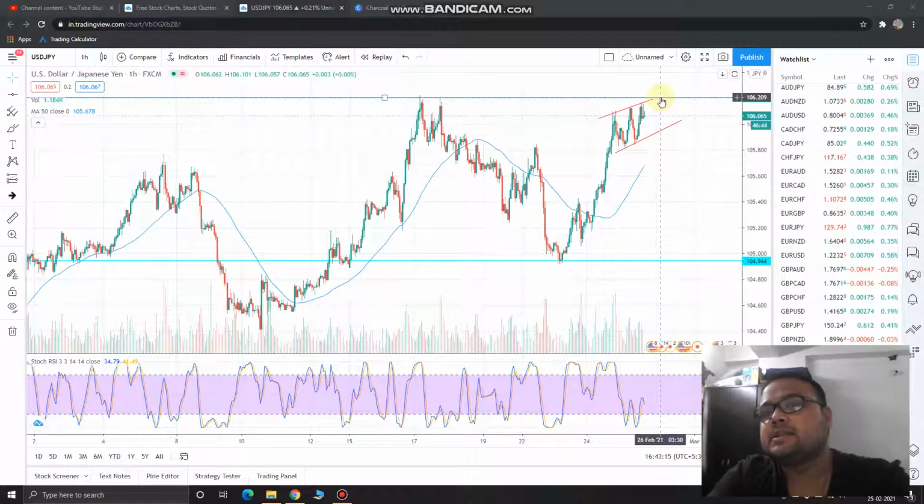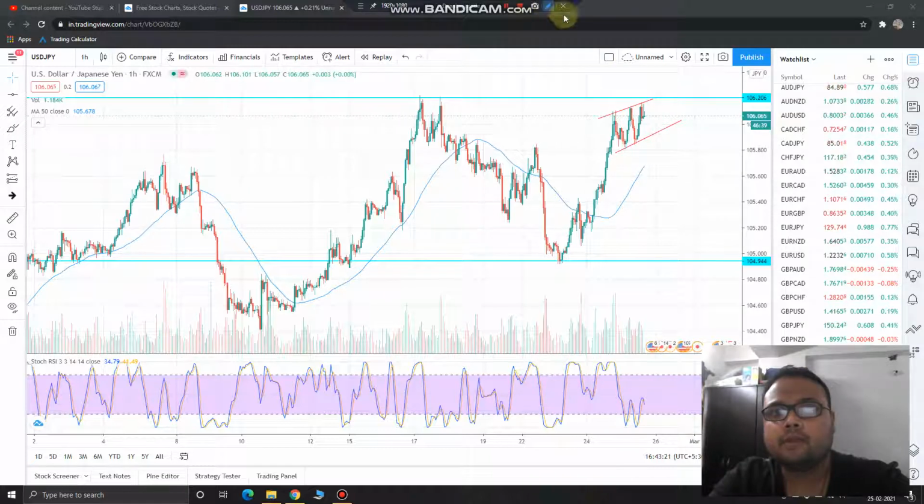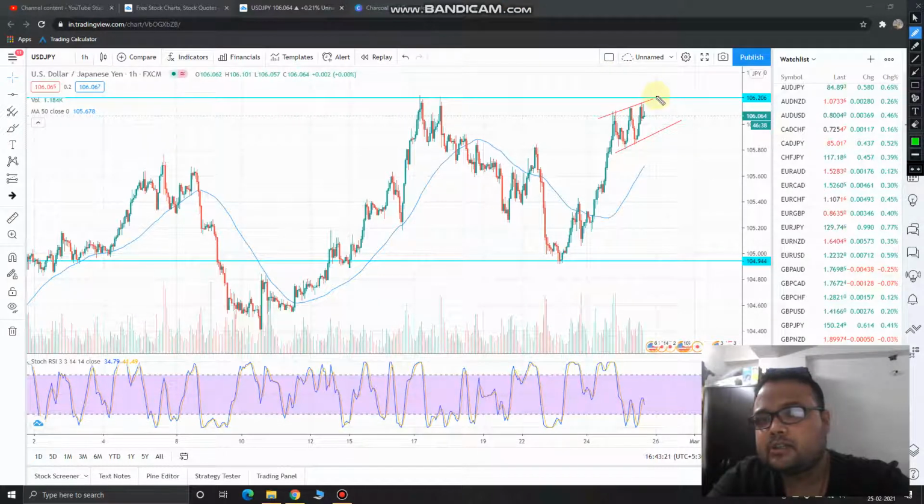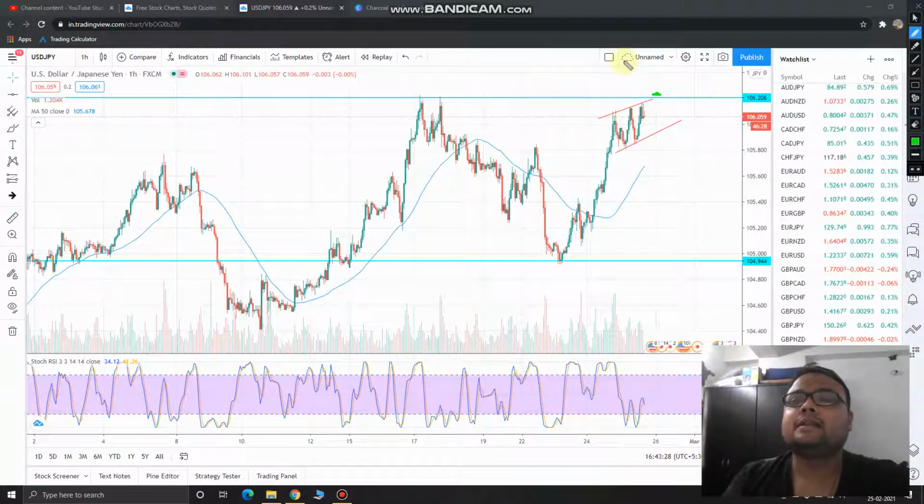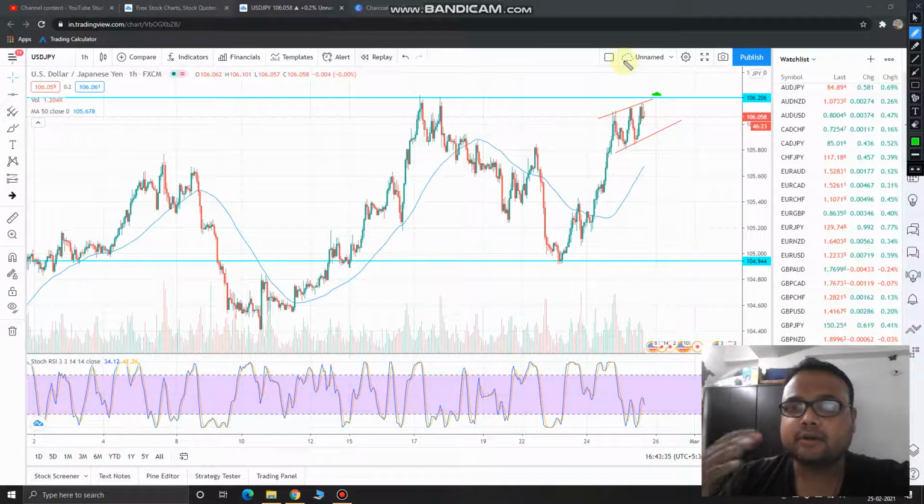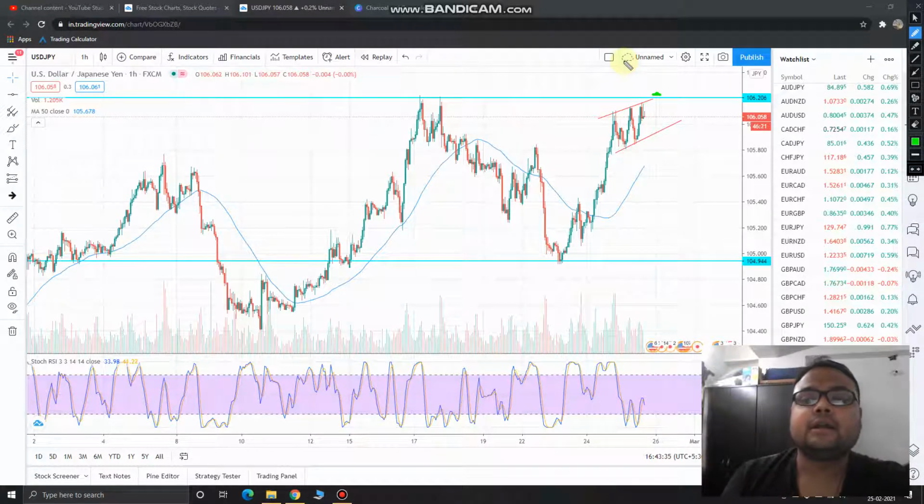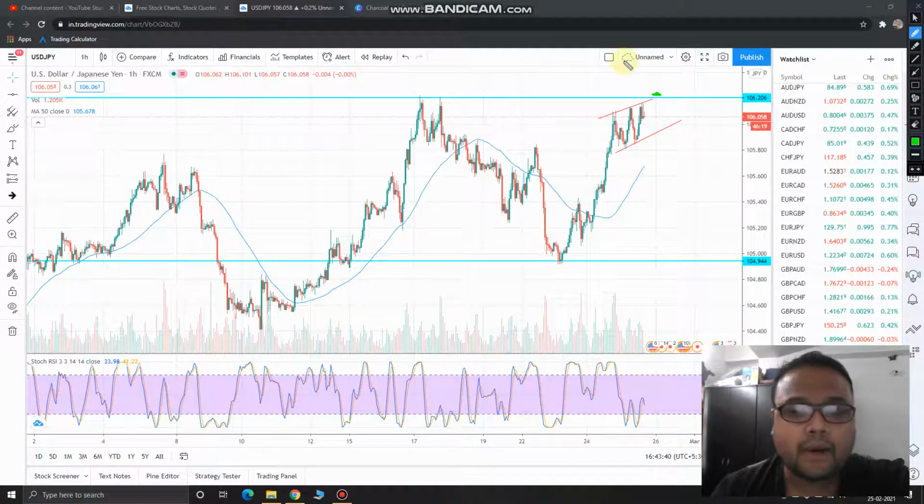If the market successfully crosses this level, let me draw. If the market successfully crosses this level, then let the market trade above this level for at least 1 hour. Let the market be comfortable over the resistance. Let the resistance become the support. Then only you should go ahead and place the buy order.